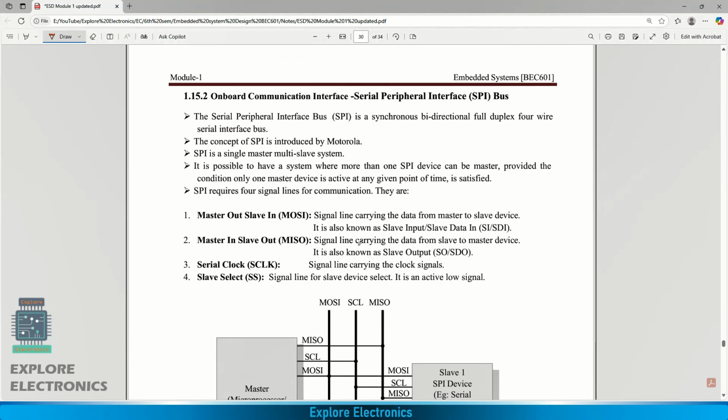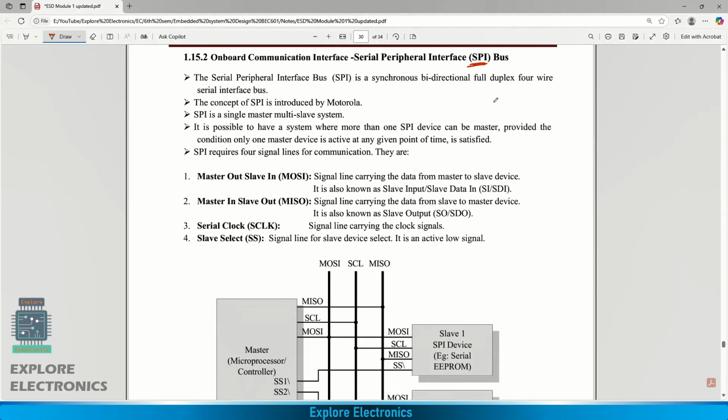Then comes another onboard communication interface, that is SPI. SPI stands for Serial Peripheral Interface. Even I2C is a serial one, and SPI is also a serial one. This is bidirectional full duplex, but I2C is only half duplex. Whenever the master sends, the slave has to wait. When the slave sends, the master has to wait. Now this is full duplex communication.